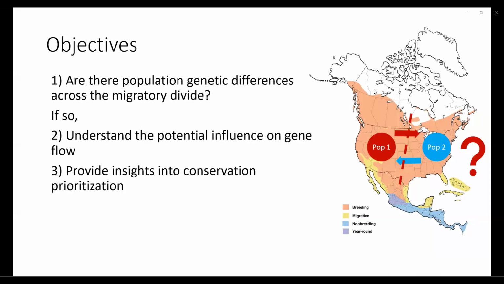So that led to our research objectives. Are there population genetic differences across the migratory divide? If there are genetic differences, we want to understand the potential influence on gene flow and also provide insights into the conservation prioritization.